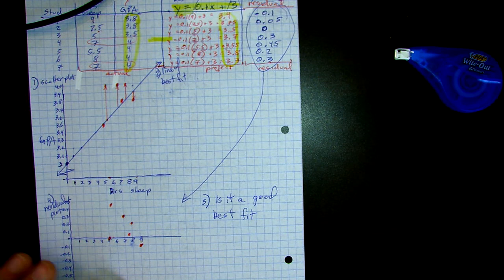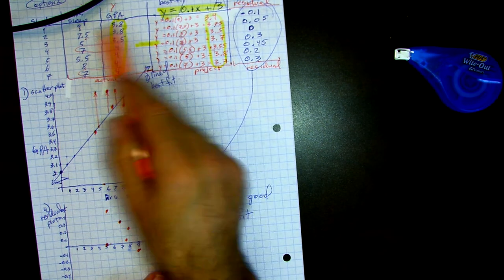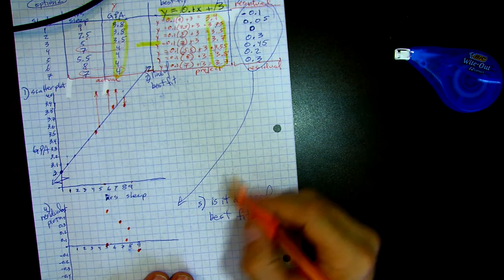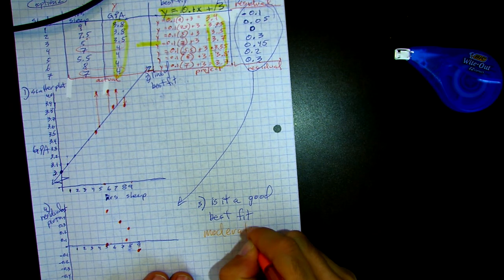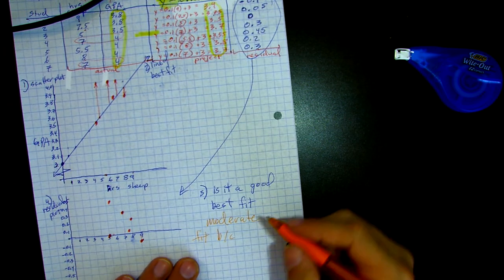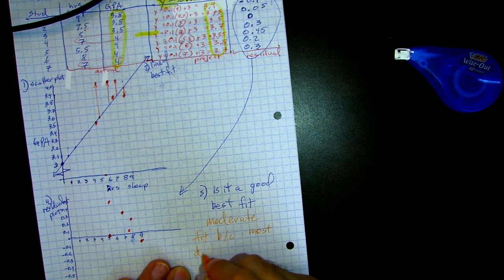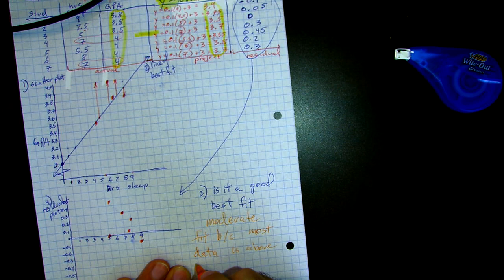So I would say actually, good fit, well, for this amount of data points, right? Because I only went to student 7. For this group of students, I would say this is a moderate fit, because most data is above the line of best fit.